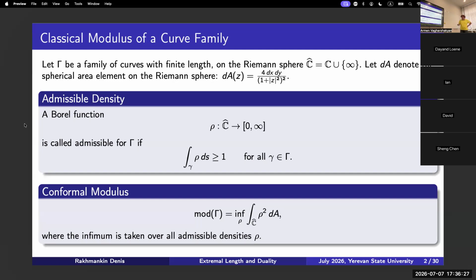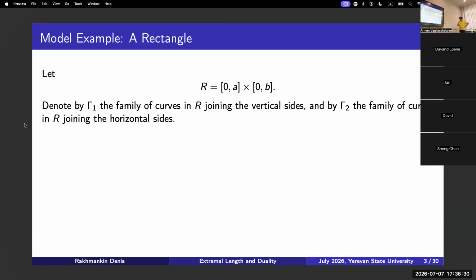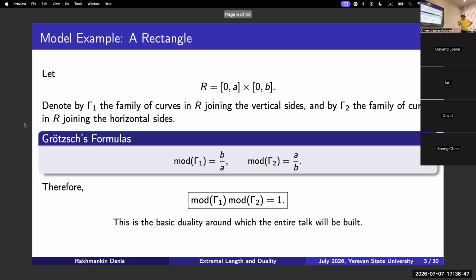Okay, can we continue? Let's calculate a simple example. We have a rectangle, and let's take Gamma 1 as the family of curves joining the vertical sides, and Gamma 2 as the family of curves joining the horizontal sides. We have an explicit formula: the moduli of Gamma 1 and Gamma 2 are just b divided by a, and a divided by b. And here we have the main idea of all my talk, which is the duality of these curve families.